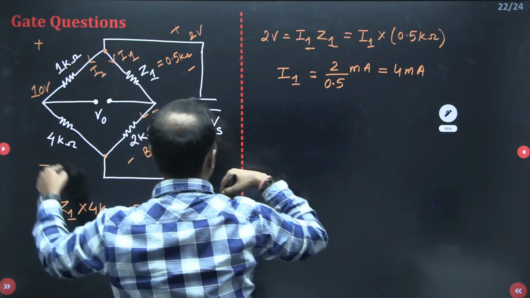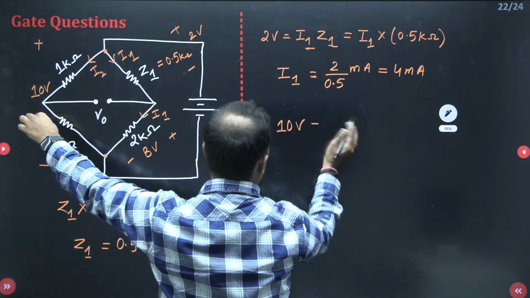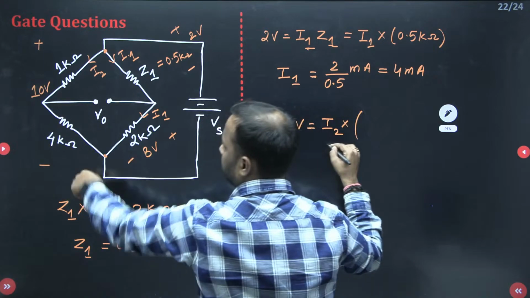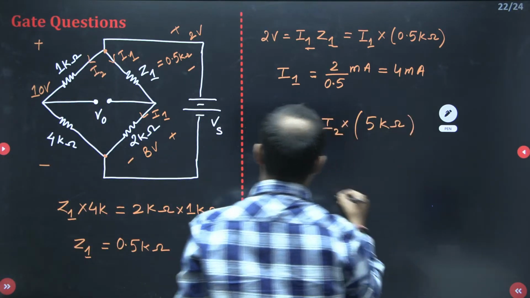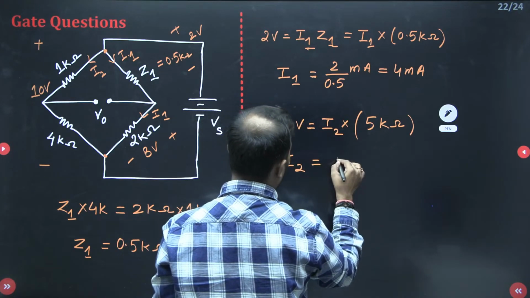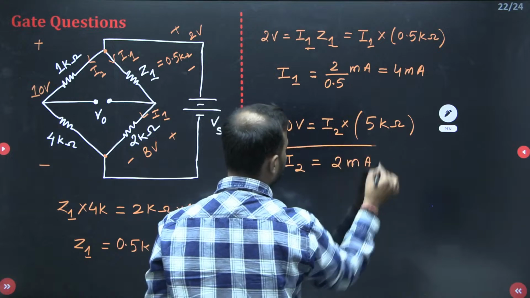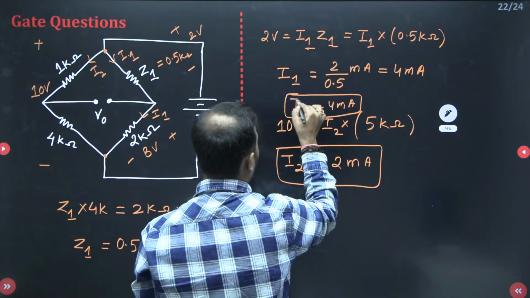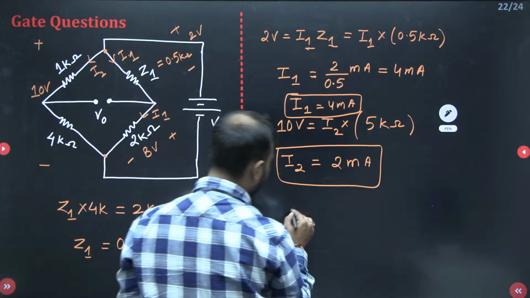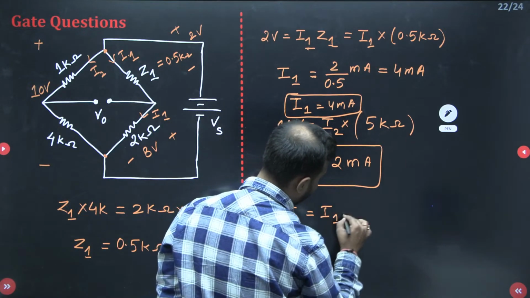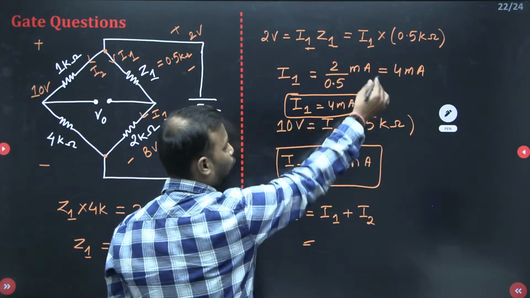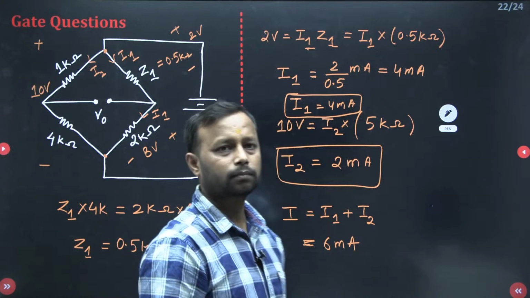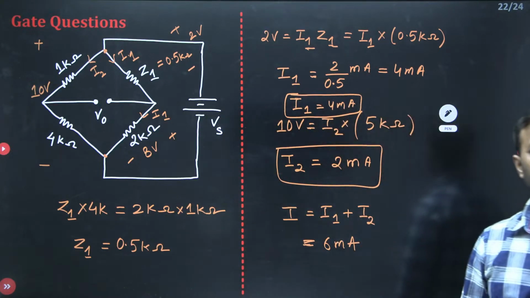So when you apply the KVL here, we'll get 10 volt as equal to I2 current into what is the resistance here? Equivalent resistance 5 kilo ohm. So from this I2 value will be equal to 2 milliampere. I1 was 4 milliampere. यहाँ पे now I need to calculate the supply current I, which was equal to I1 plus I2. So 4 plus 2 will give you 6 milliampere. Got the point?